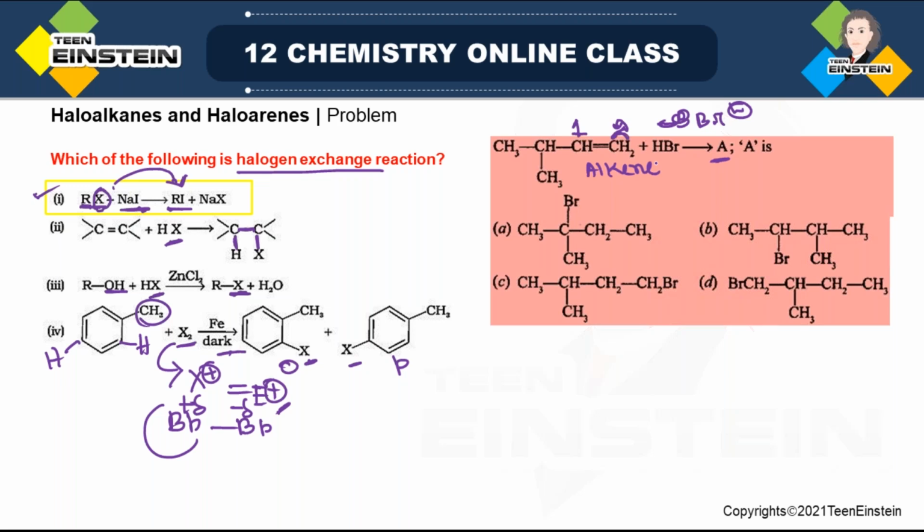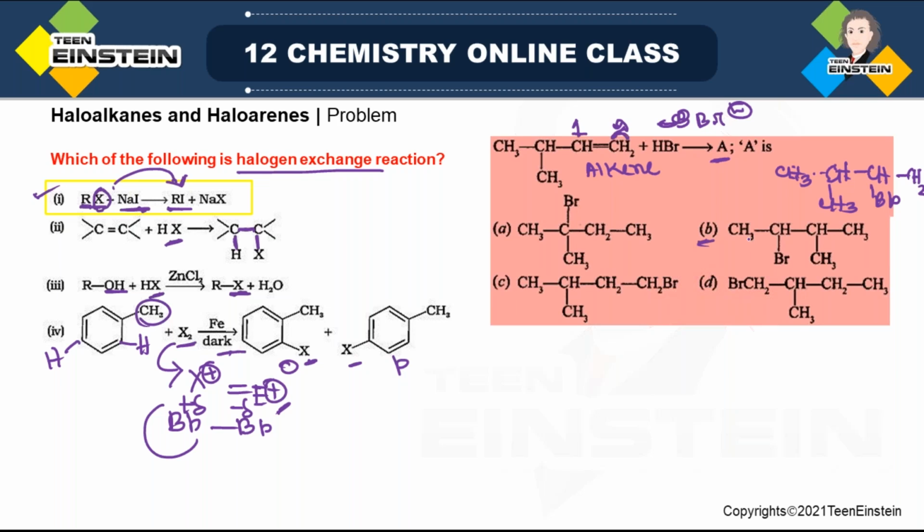But if you are following this, then what should be the product? Then the product should be CH3, CH, CH3, then CHBr, CH2, right? But this is actually not the correct option. And if you are choosing this as the correct option, then the correct option will be option B, because it is matching with the structure of option B. But why is this not correct even after following Markovnikov?